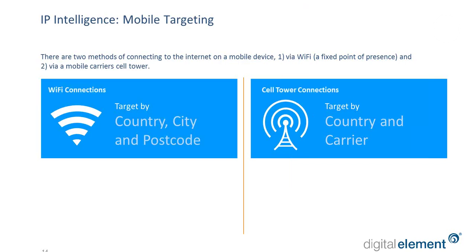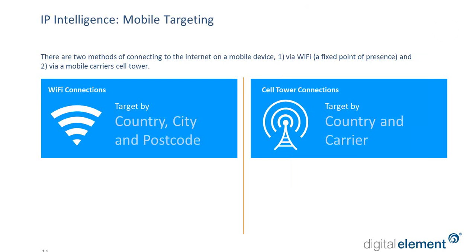With IP intelligence, you're going to have two methods of connecting to the internet on a mobile device. You can either be connected through Wi-Fi, or you can be connected through a mobile carrier or a cell phone tower. When you're talking about a Wi-Fi connection, it is great because you can get down to postcode level information. This is a fixed point, and it works just as if somebody was connected through broadband.